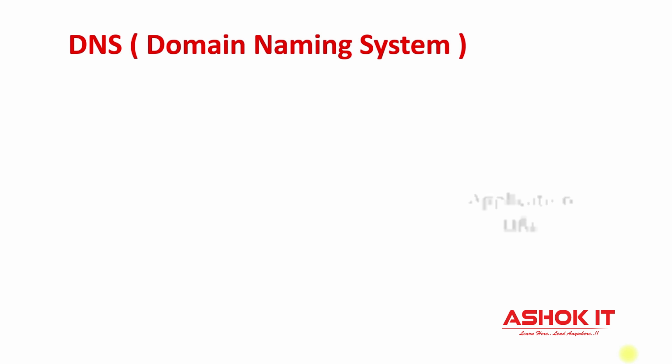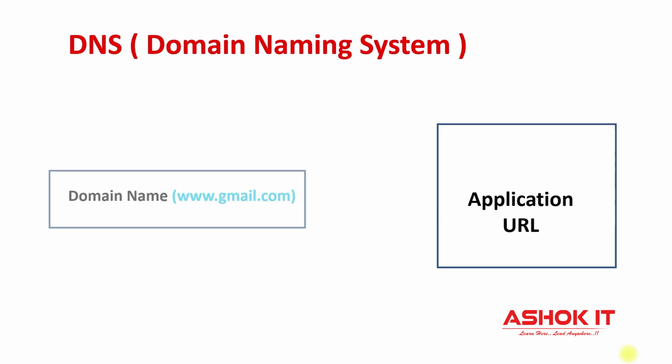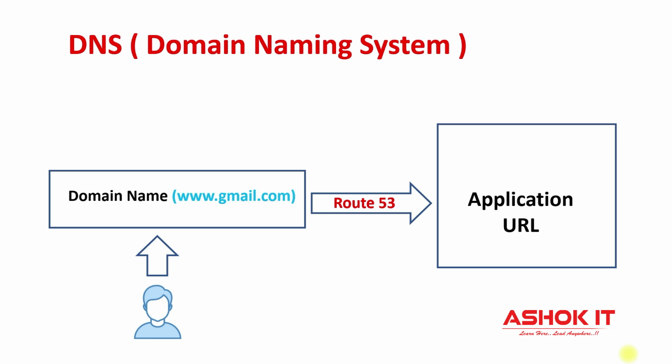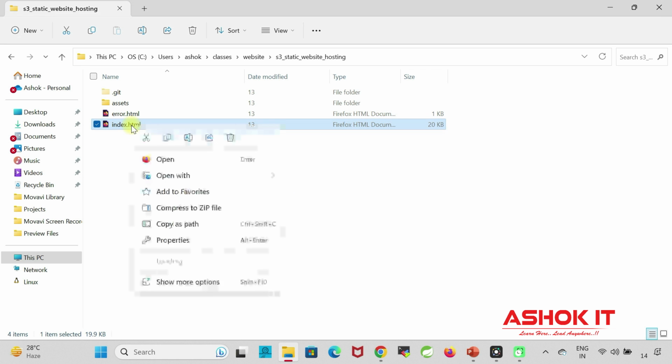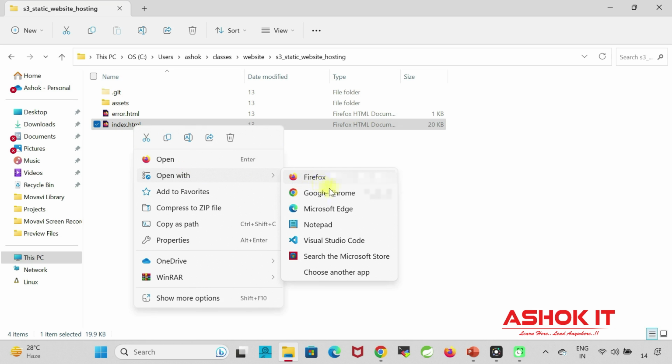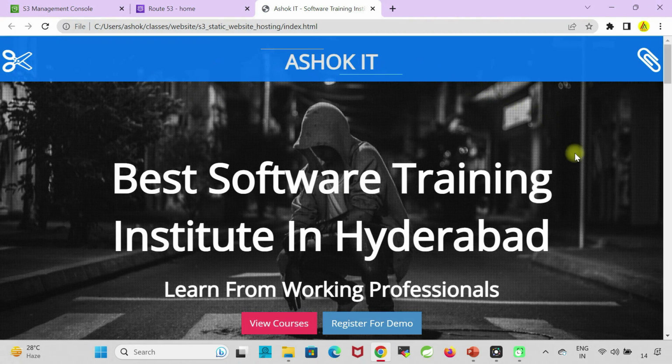In this video, we will understand how to map an application URL to a beautiful domain name by using the Route 53 service in the AWS cloud. Alright, let's get started. Here, I'm having one website in my local system. Let me open that website in the browser. We can see the website is accessible in our browser.